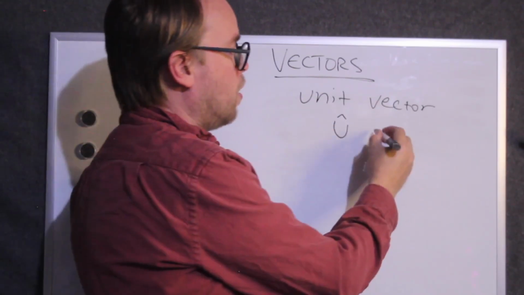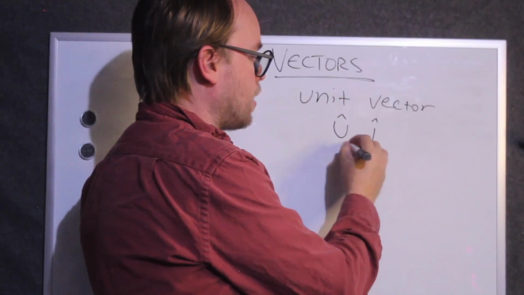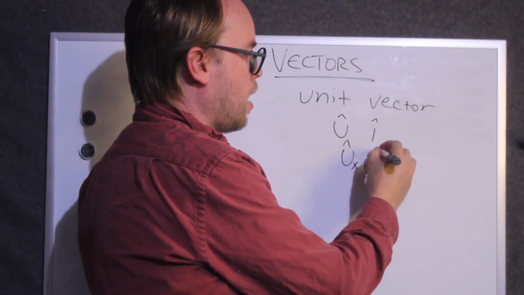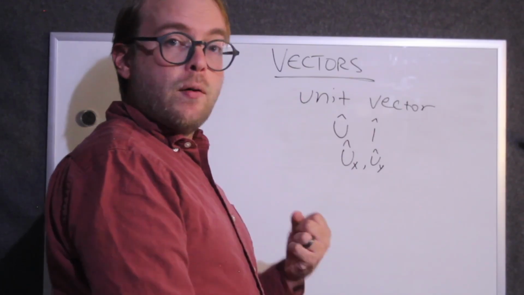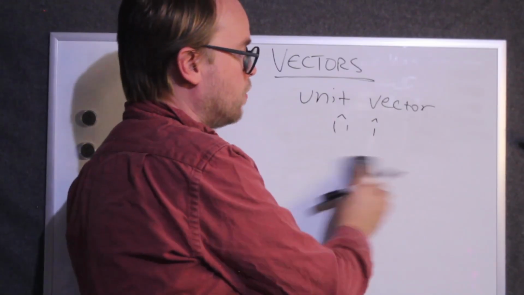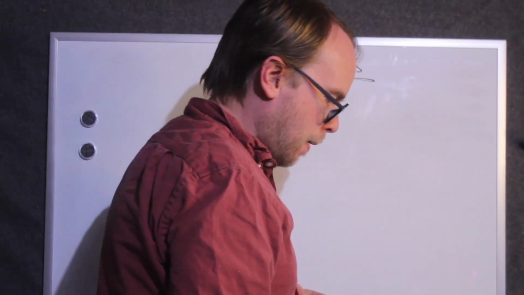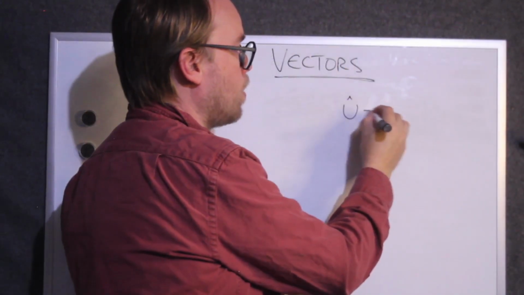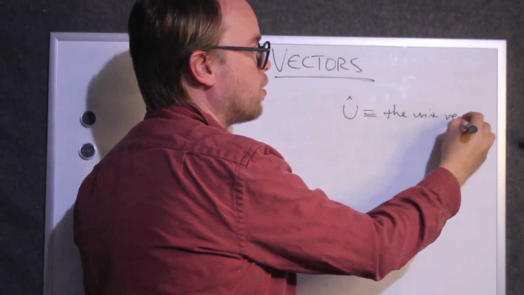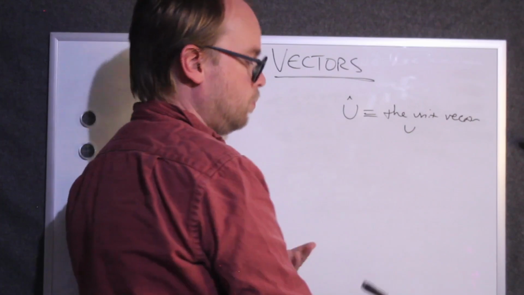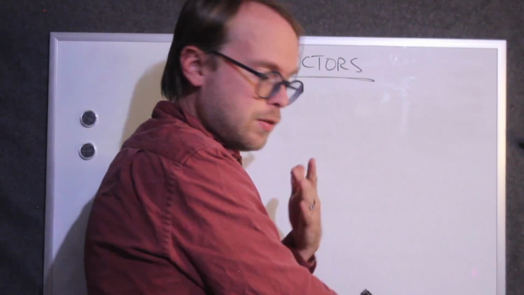So u hat, or i hat, or u_x hat, u_y hat. The little caret or hat makes it known that it's a unit vector instead of something else. Okay, so that is defined as the unit vector u. Handwriting on the board is terrible today, but I'm sure that will improve as I do these.